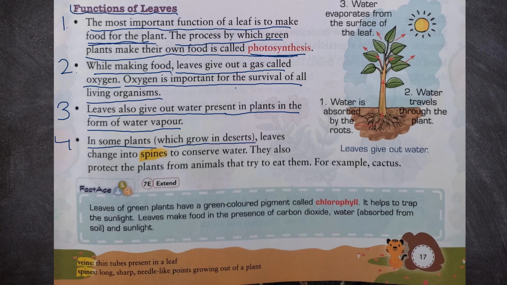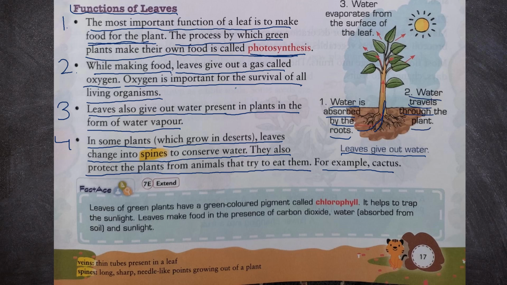Fourth, in some plants which grow in deserts, leaves change into spines to conserve water. They also protect the plants from animals that try to eat them. For example, cactus. As we can see in this picture, leaves give out water. Water is absorbed by the roots like this. Water travels through the plant, through the stem, and then goes to leaves. And then water evaporates from the surface of the leaf. So this is how leaves give out water.